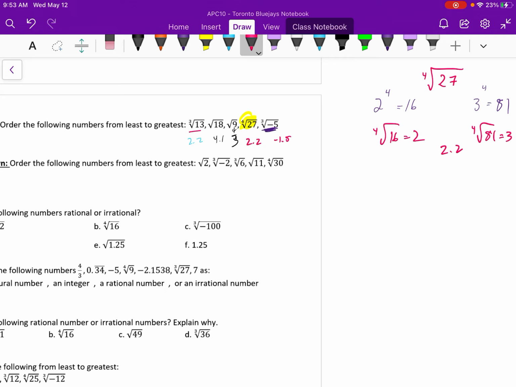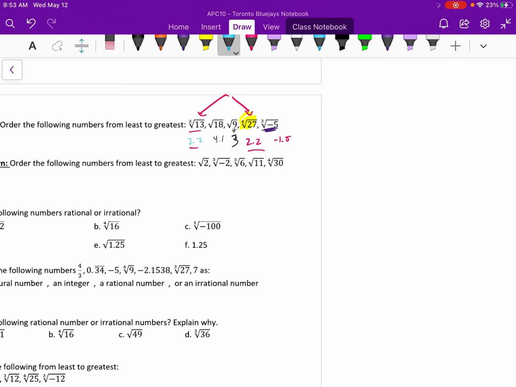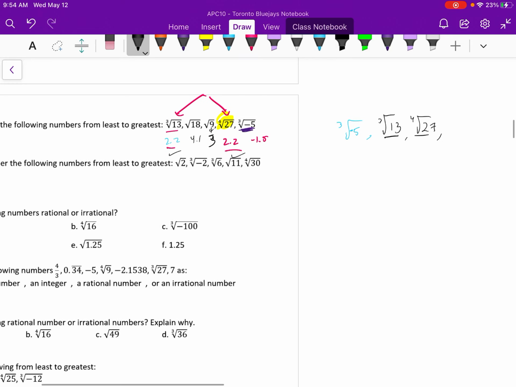So right now I have two ambiguous values. Which one is greater than? I'm not too sure, but maybe just use your calculator and find out. But I can for sure get most of these in the correct order. From least to greatest, the least number is the cube root of negative 5. Sorry, I wrote that incorrectly. The negative is in the radicand. Now that's going to be important. And then after that, it is going to be one of two numbers, so I'm just going to leave two blanks. It could be the cube root of 13 or the fourth root of 27. Now I'll leave this to you as an exercise to make sure that I got this in the correct order. And then it's the square root of 9, and then it's the square root of 18.